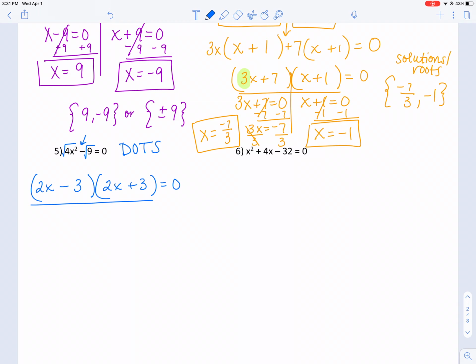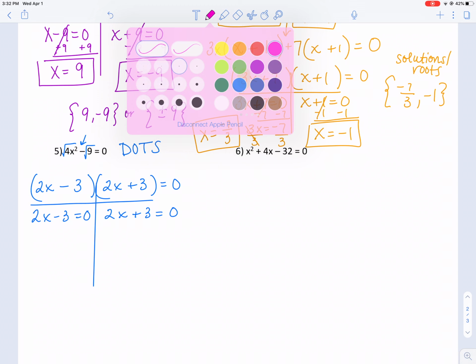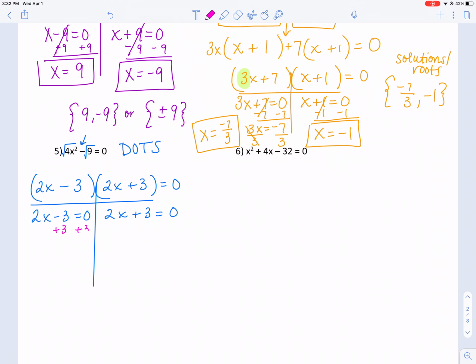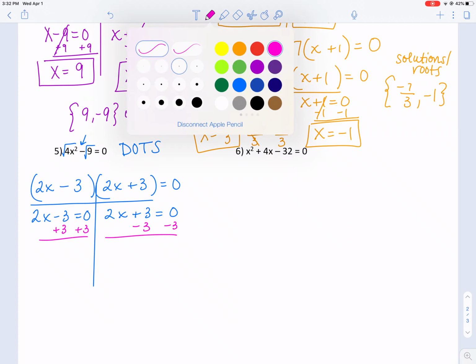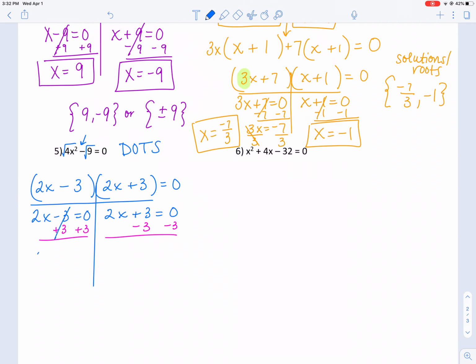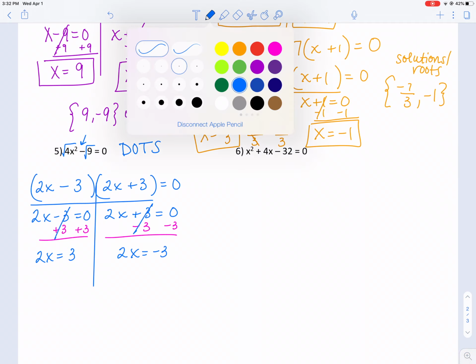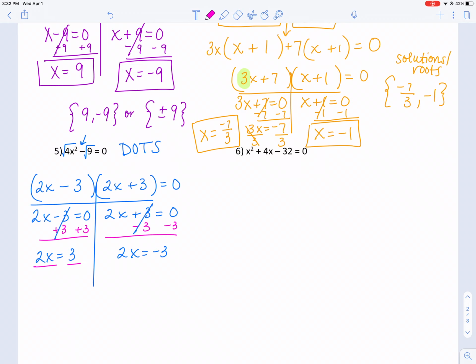Okay. Set up your T. Take 2x minus 3 equals 0, and 2x plus 3 equals 0. Do your opposite. So here I'm going to add 3 to both sides. Here I'm going to minus 3 to both sides. So that'll help me get to my next step. Gone. 2x equals 3. Gone. 2x equals negative 3. And in both cases, I have to now divide by 2.